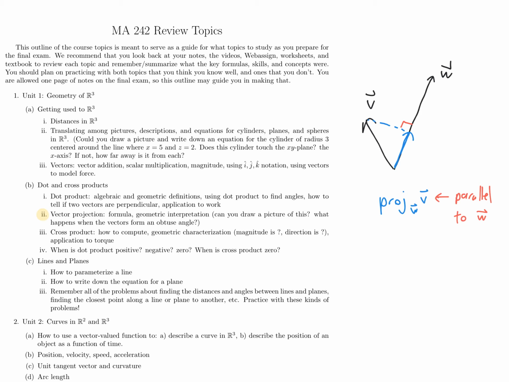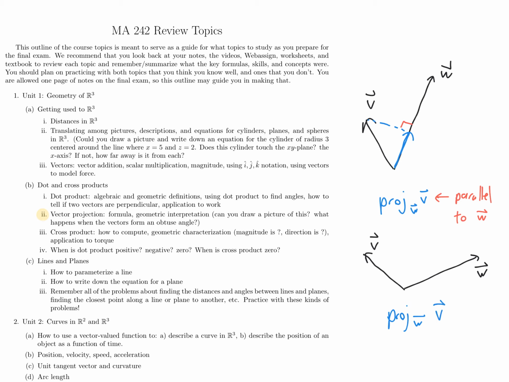As another example, let's consider a case where v and w make an obtuse angle. So first of all, using our dot product formula, we know that v dot w should be positive when they form an acute angle and negative when they form an obtuse angle. If we're trying to draw the projection here, it's not super clear how to do the projection of v onto w.